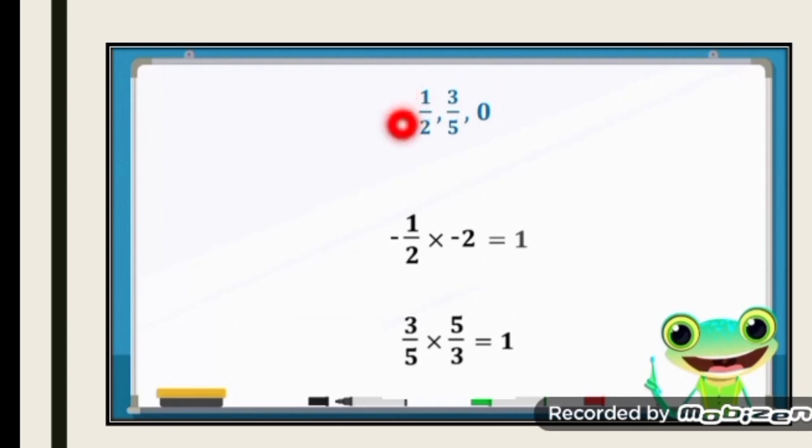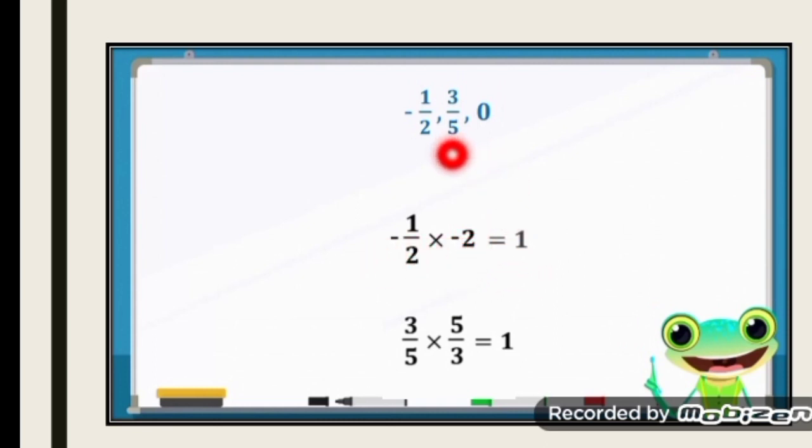Here three rational numbers are given: -1 by 2, 3 by 5 and 0. We will find the reciprocals of these rational numbers. The reciprocal of -1 by 2 is -2 by 1 or simply -2. And when we will multiply -1 by 2 by its reciprocal, we will get 1. Here 2 will be cancelled by 2 and minus will be plus.